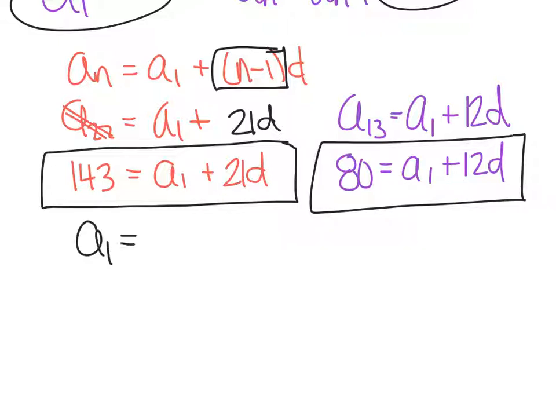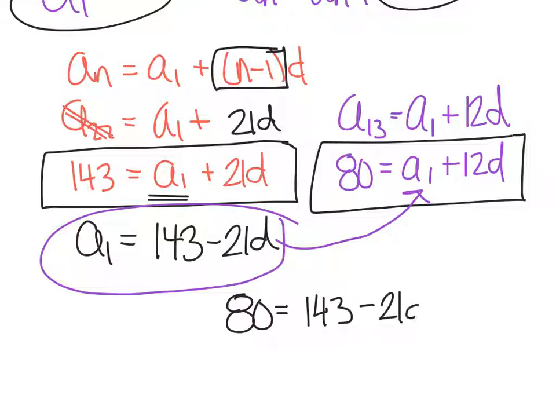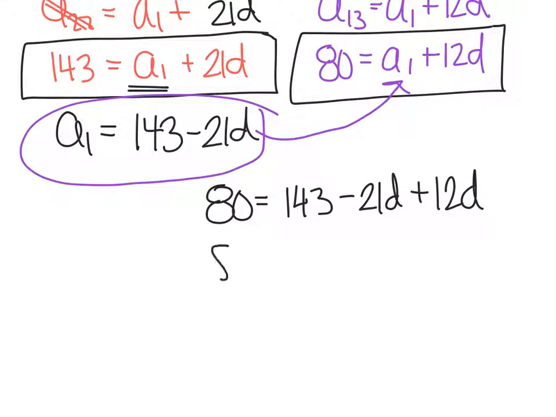So a sub 1 equals, if I get this by itself, 143 minus 21d. Right? I'm just taking this 21d and subtracting it over. So now I'm going to substitute this into the a sub 1 in this equation. So 80 equals 143 minus 21d, substituted it in, plus 12d. And I'll just keep cleaning it up.